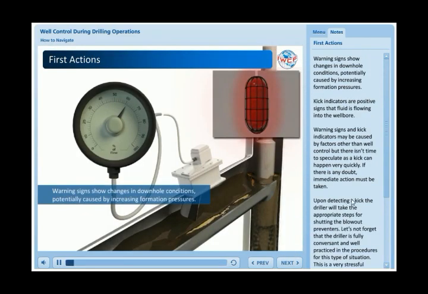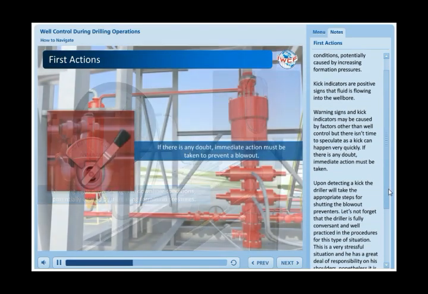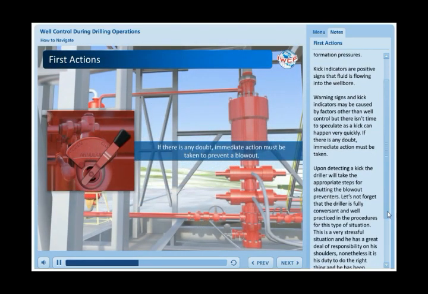Warning signs show changes in downhole conditions, potentially caused by increasing formation pressures. Kick indicators are positive signs that fluid is flowing into the wellbore. Warning signs and kick indicators may be caused by factors other than well control, but there isn't time to speculate, as a kick can happen very quickly. If there is any doubt, immediate action must be taken.